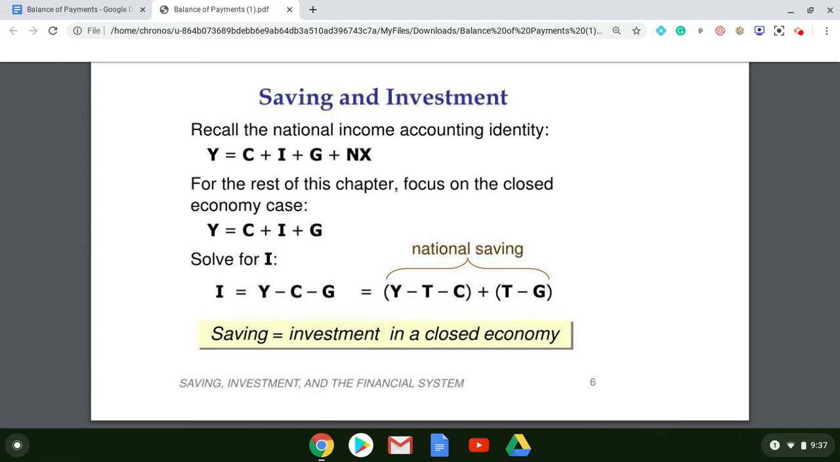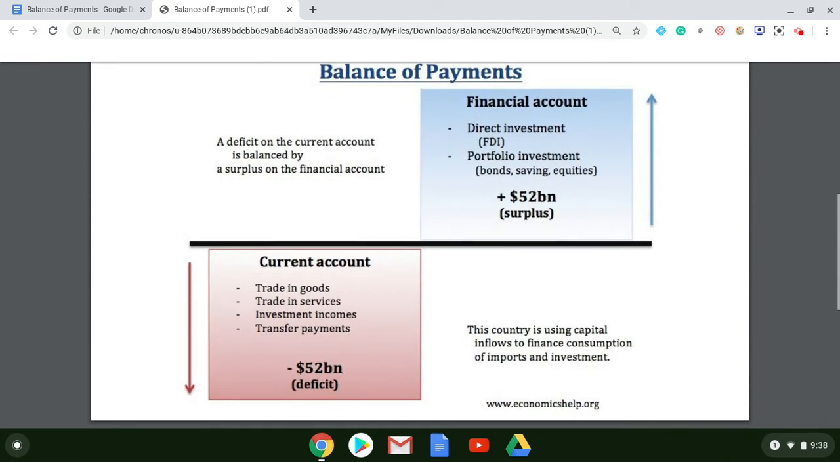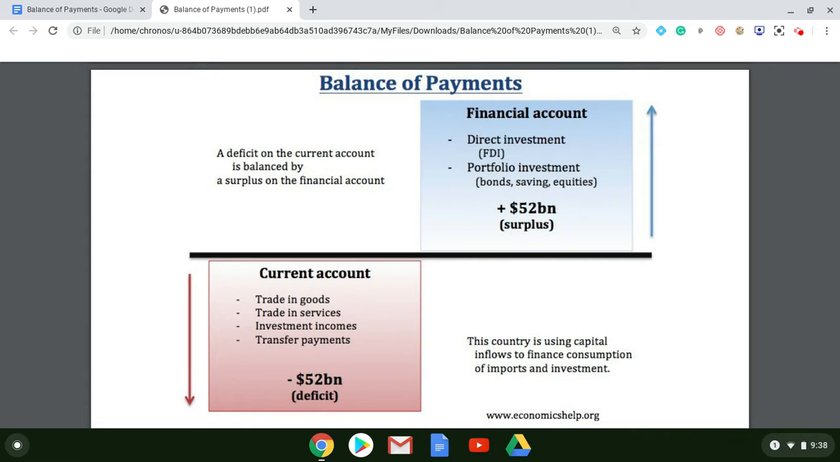Okay. Now, that's for a closed economy. For an open economy, meaning that there's international trade, it's not as simple as that. So we come to this idea that's called balance of payments. And you have two types of payments: a current account versus a financial account. And current account must equal financial account. In theory, they must equal each other.